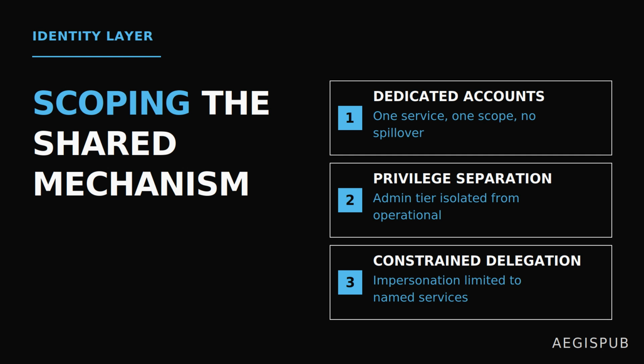The Kerberos delegation settings in an Active Directory environment are a specific and often under-examined expression of this. Unconstrained delegation, where a service account can impersonate any user to any other service, is a maximally shared mechanism. Constrained delegation, where a service account can only impersonate users to a specific set of named services, reduces the scope of the sharing to exactly what the service needs.